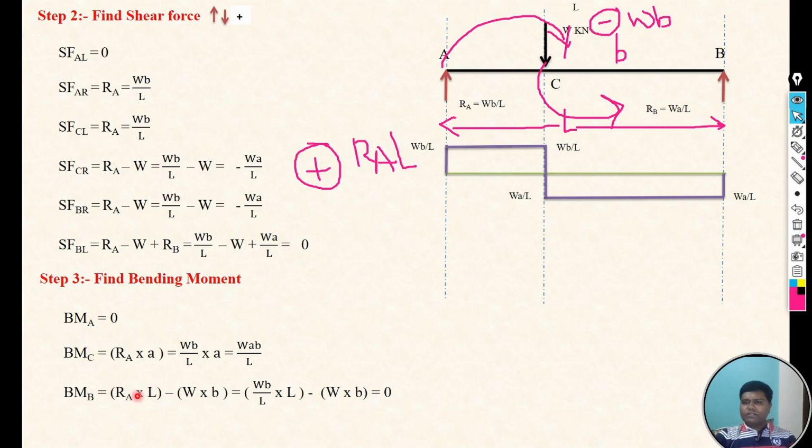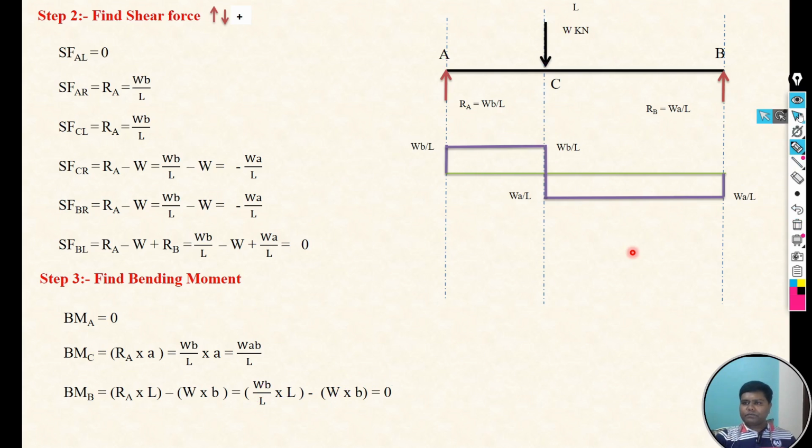And we have calculated the value of RA, where RA is Wb by L. So Wb by L into L minus W into b. Here the L will get cancelled, remaining term is Wb and it is minus Wb. So Wb will get cancelled, so it is 0. So here we have calculated the moment at A point, C point and B point. So just draw the bending moment diagram.